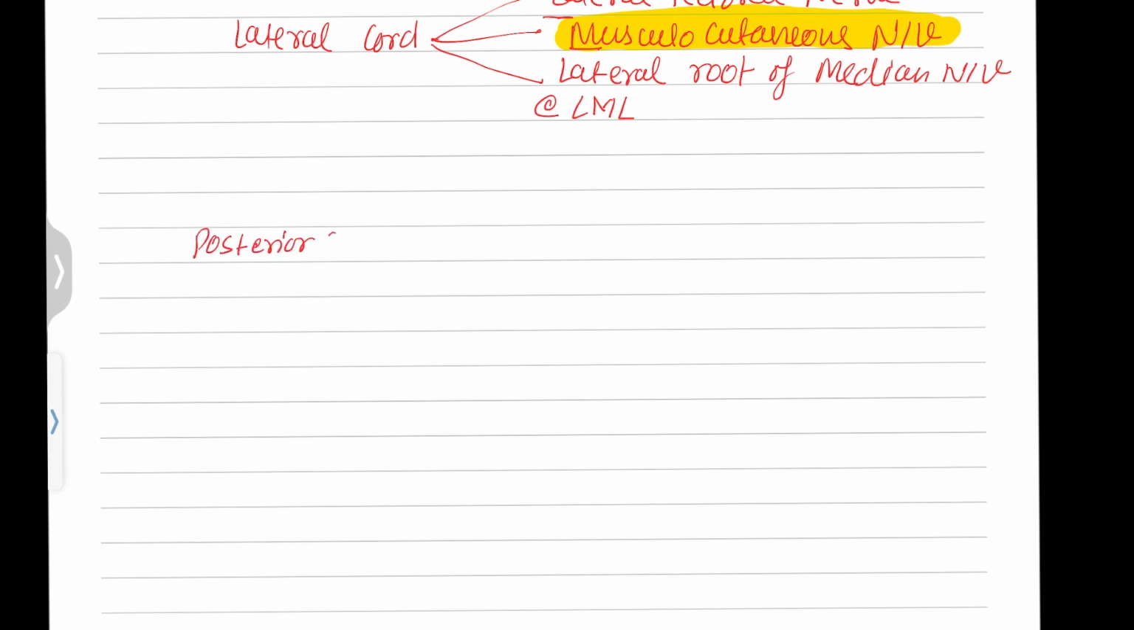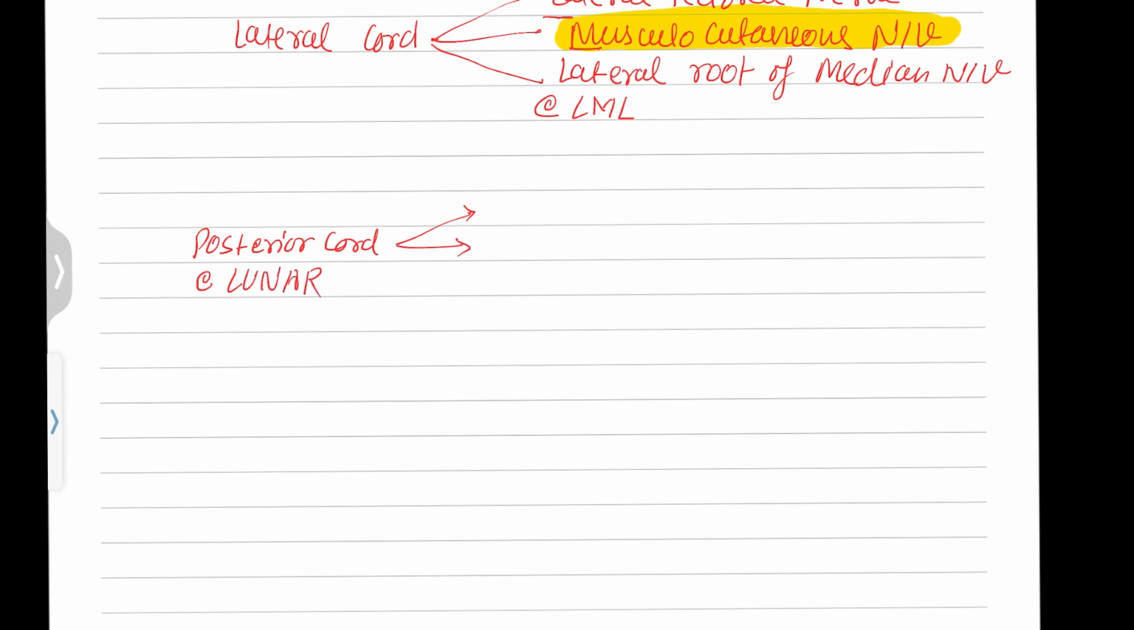Posterior cord. Why posterior cord? Because it is the most important cord. You have actually 2 or 3 nerves here. For this you have to just remember ulnar. Maybe you shouldn't use this mnemonic because the ulnar nerve is going to feature in the medial cord only. And if you use the ulnar mnemonic, you will get confused and think that the ulnar nerve lies in the posterior cord. So better use the lunar mnemonic.